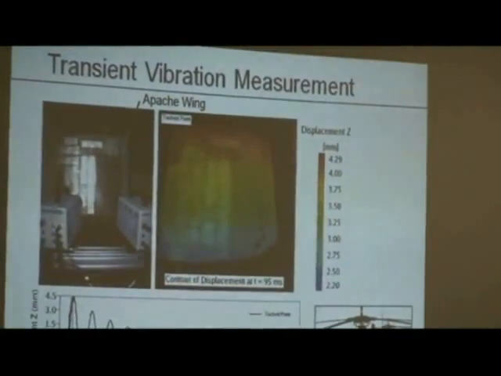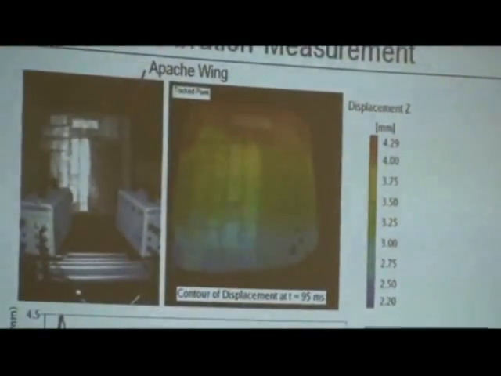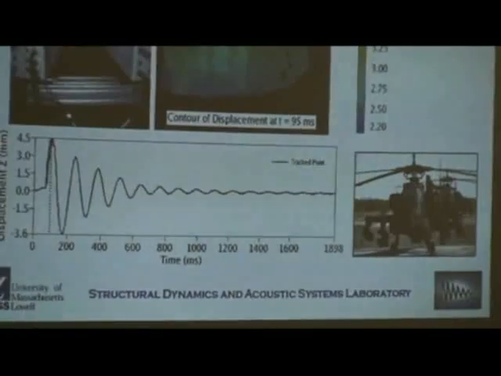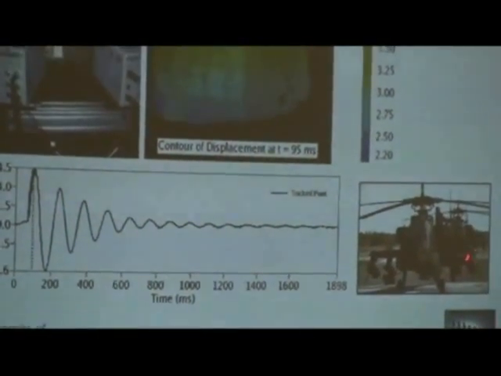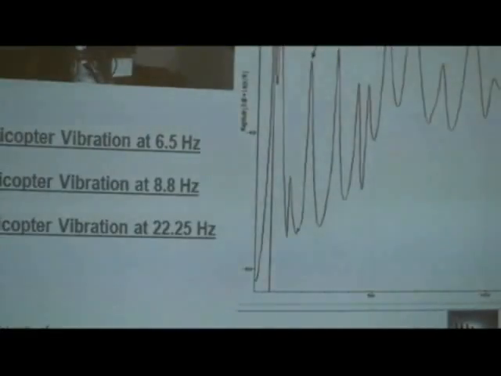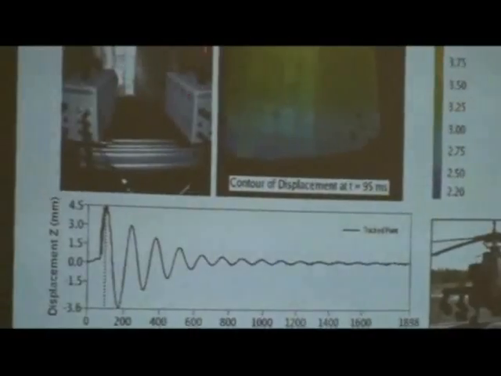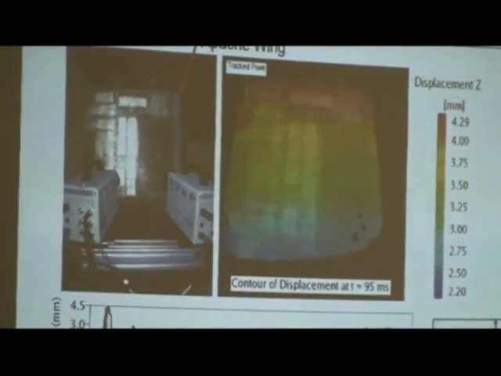This is an example. If we look here, this is an Apache helicopter, and this is the wings. These are the stores where they hold whatever missiles and bombs and that sort of thing, or fuel. If you look, this is the wing, this is the upright of the wing, and we pattern this area of the wing. This is the full field measurement that we got.